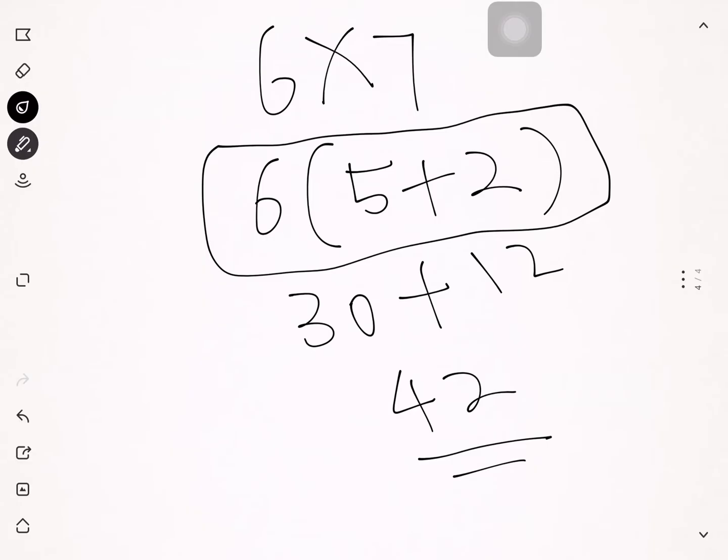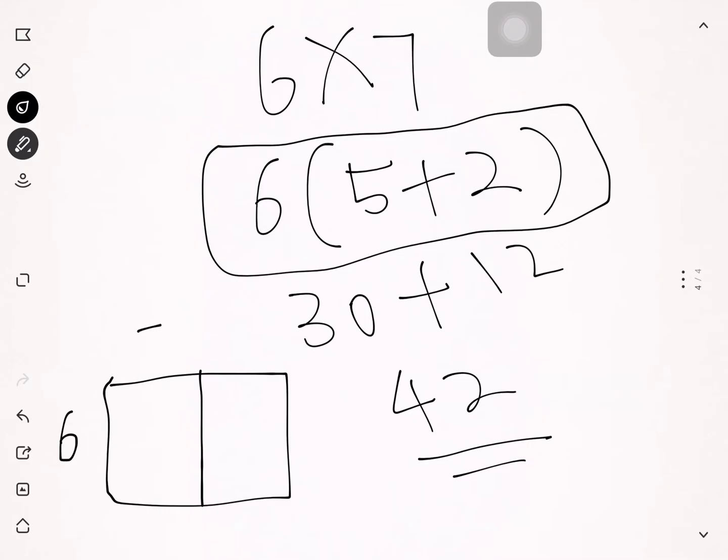equation or problem. So how do you show this visually? Once you get past the groups, like 3 groups of 6, 5 groups of 7, or 6 groups of 7, you can simply draw a rectangle like this. So you put 6, and instead of putting 7 for the length, you break it down. So you got 5 and 2.